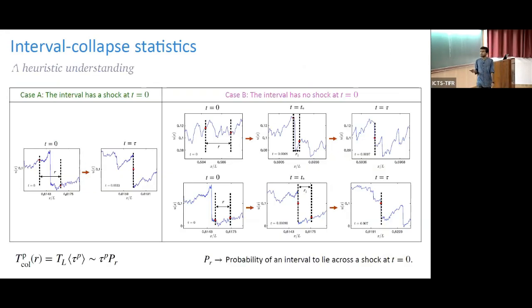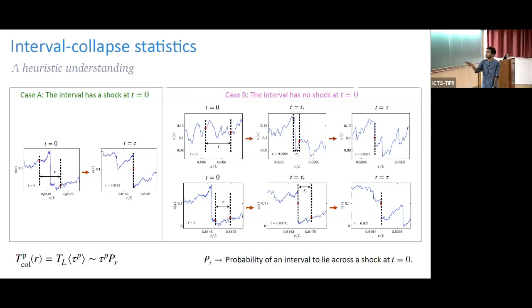At initial time, there can be different cases depending on where we consider the tracer particles. Initially, a tracer pair might have a shock in between them, or they may not have a shock in between them. So let's look at case A, where the interval has a shock. What happens at a later time is that this interval collapses into this shock at some time tau.